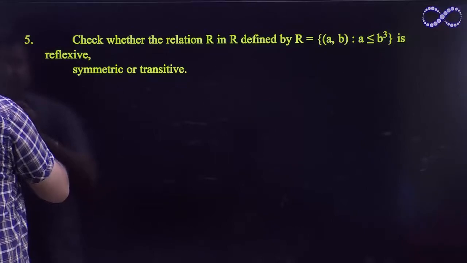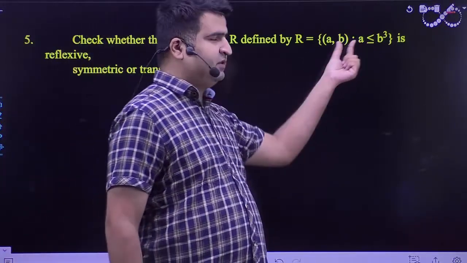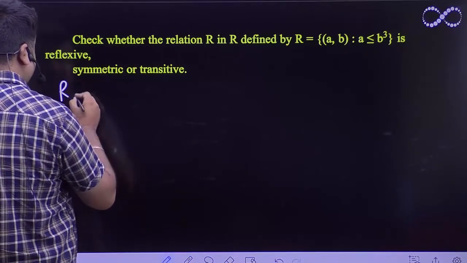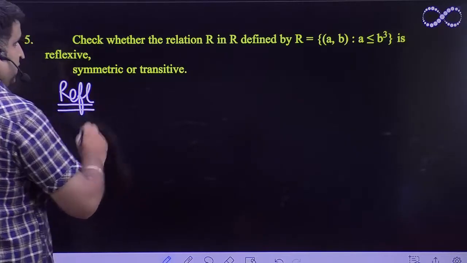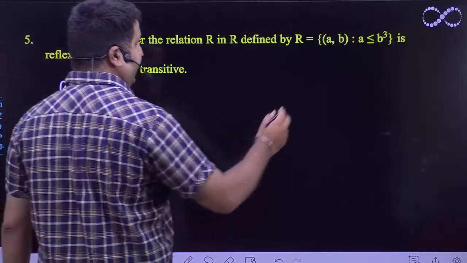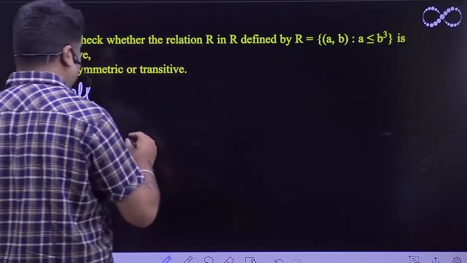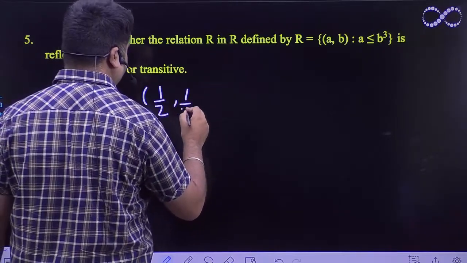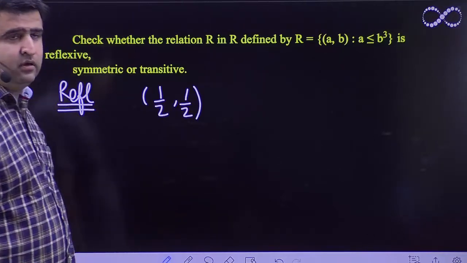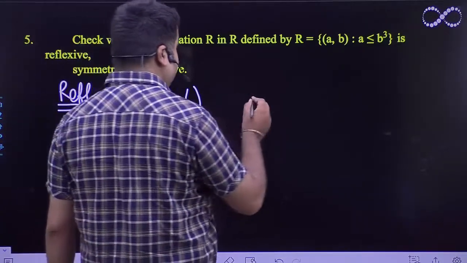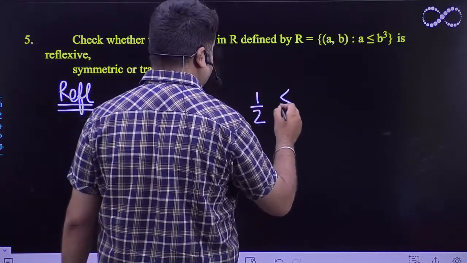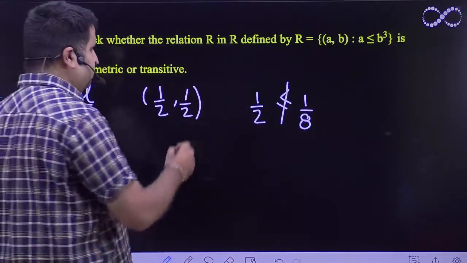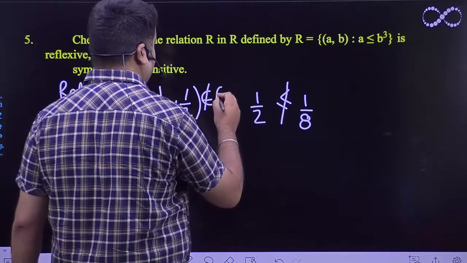So the next one is similar to the question we did. In that case we had square, but we have cube over here. So let's see if this satisfies the reflexive property. For reflexive property, A less than equal to B cube. Let's suppose we have (1/2, 1/2). It's the simplest example we can get in such types of questions. For (1/2, 1/2), we have 1/2 is less than equal to 1/8, which is not true. Therefore (1/2, 1/2) does not belong to R.